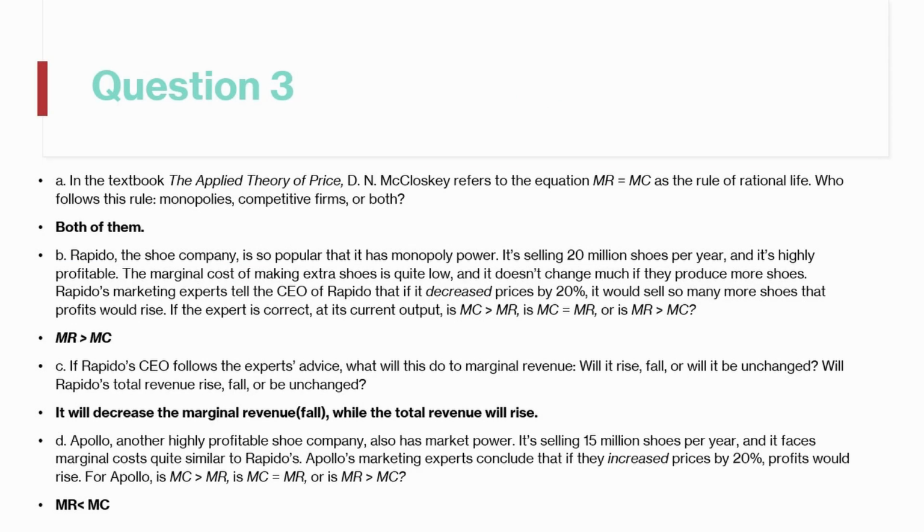Question three, monopolies and competitive firms follow this rule because at that point, the profits they could earn are maximized. B, if we look at the graph, we can assume it's going to be at the left if the marginal cost is very low, so the marginal revenue is greater than the marginal cost. C, the marginal revenue will fall as we're moving to the right, so the revenue will fall. But if they move right and make a lot, the profits would rise. If the profits do rise, then the total revenue will rise as a result.